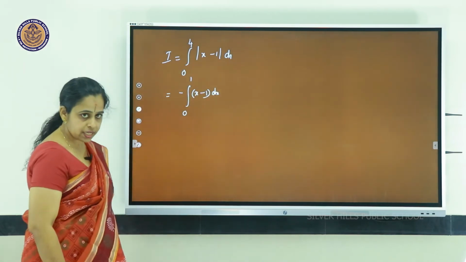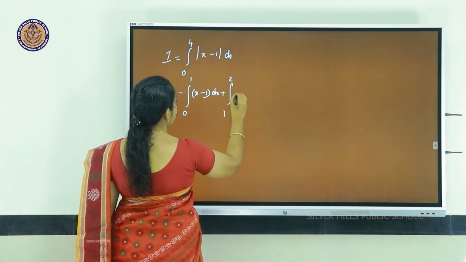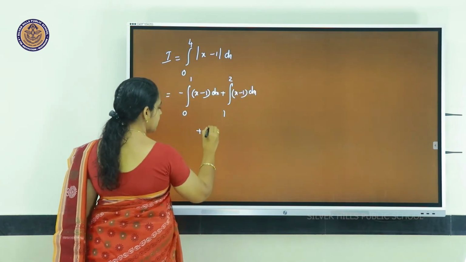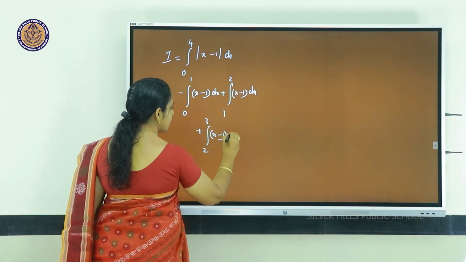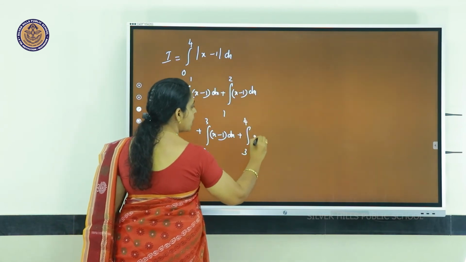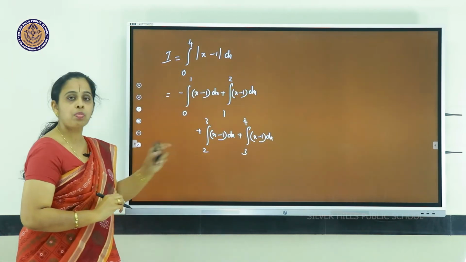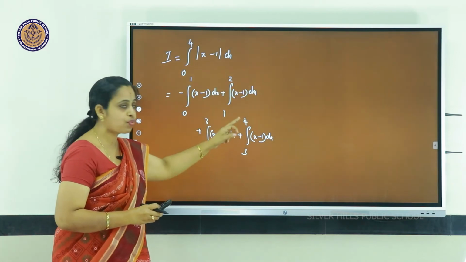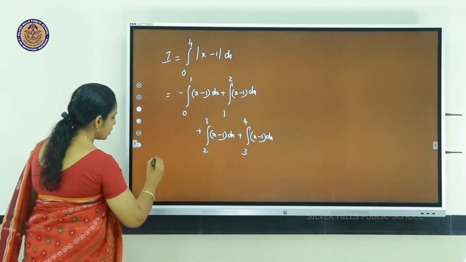In the first interval it is negative, plus integral 1 to 2 of (x minus 1) dx, plus integral 2 to 3 also (x minus 1) dx, plus integral 3 to 4 also (x minus 1) dx. Three of them are positive. So, we can integrate from 1 to 4 directly because its nature is not changing.